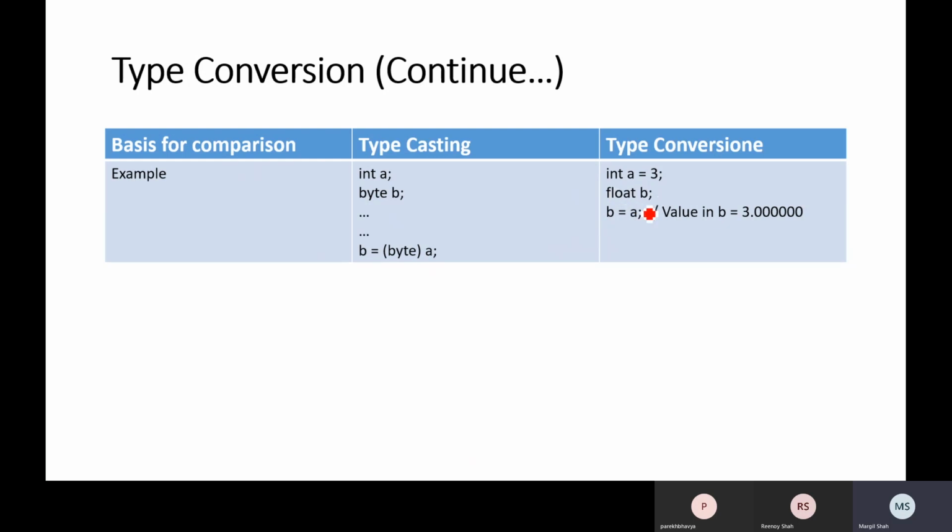In the same way, this is implicit type conversion. We have integer a, float b, and simply write b is equal to a. It will automatically convert this value 3 into a float value. So 3.36 times 0.